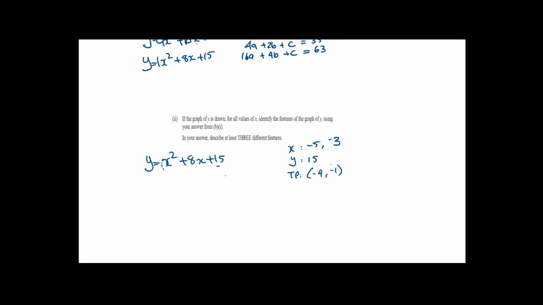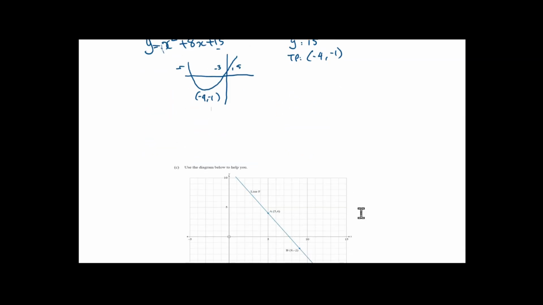Okay, so if we come to graph it, it's going to kind of look like that. 15, and it's going to be at -5 and -3. 3 features. Fantastic. All right.